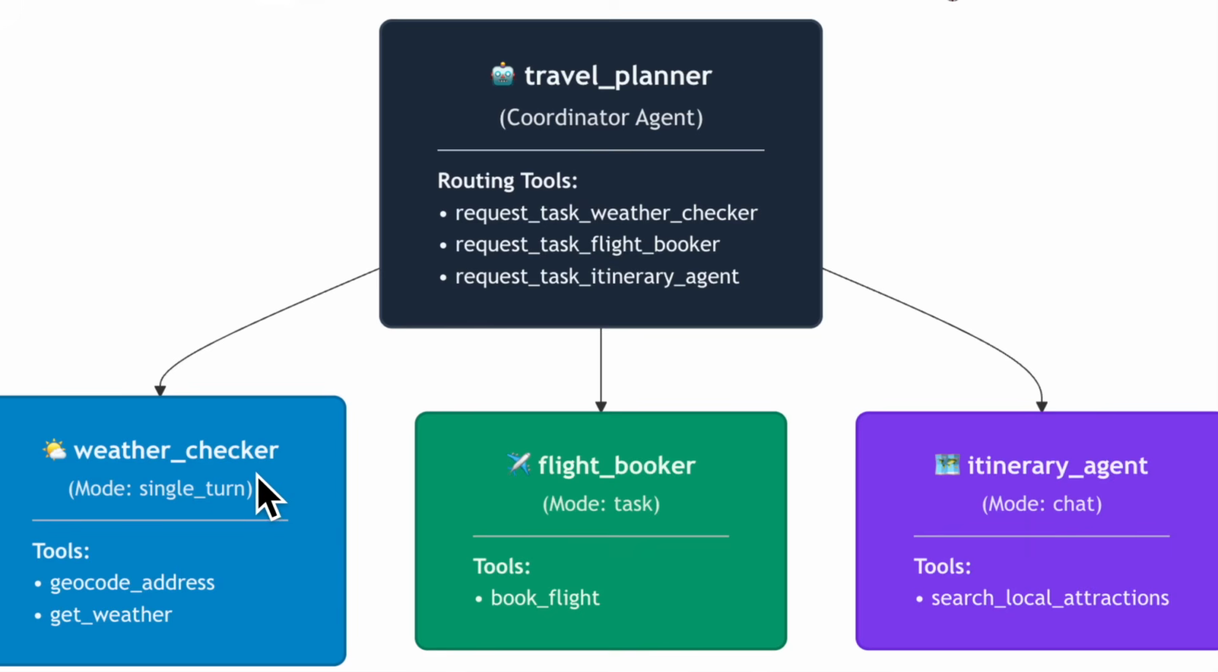Now, each of these sub-agents is specialized to perform a specific role like weather checking, flight booking, and itinerary management. Each of these agents also has a specific mode of operation, as we just discussed, and we're going to discuss this in more detail in the next table.